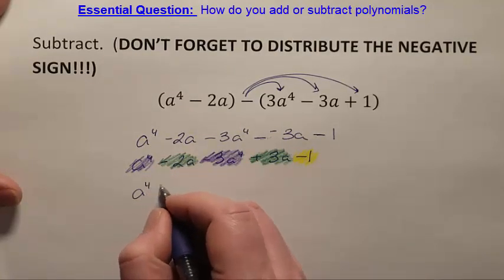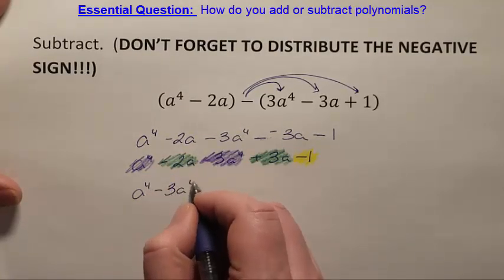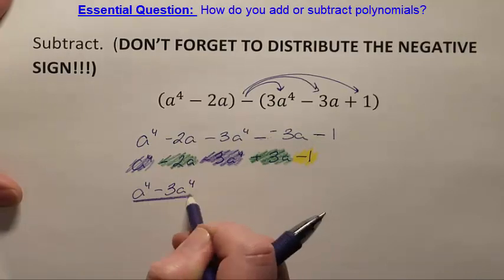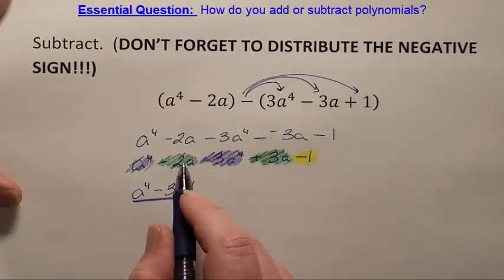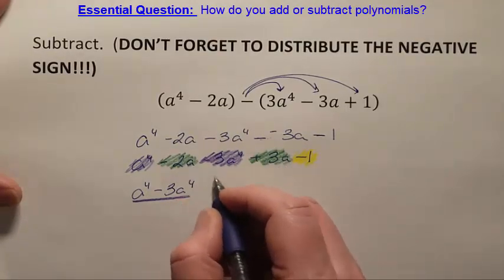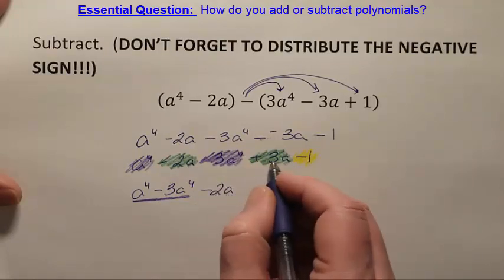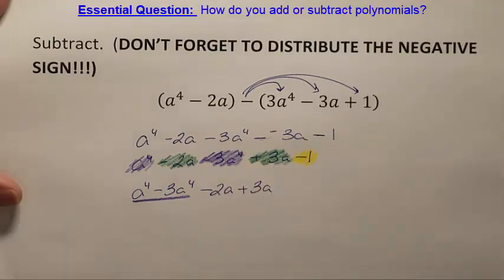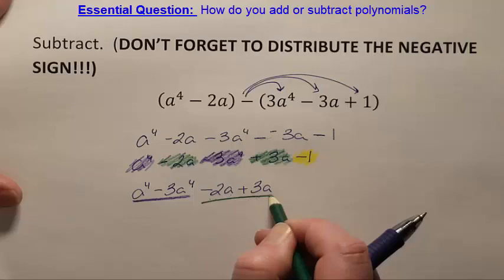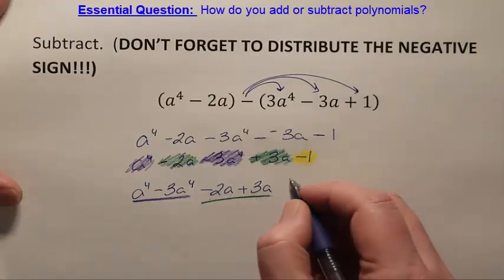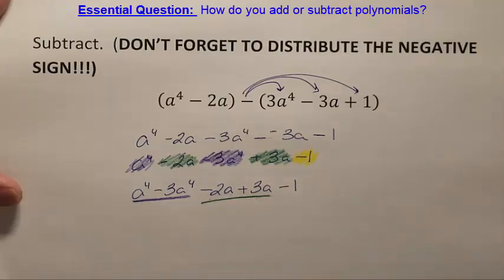So I have my purples, which are a to the 4th. It's a positive a to the 4th, and it was a minus 3a to the 4th. That was me rewriting and locating my purple a to the 4ths. Now rewriting my green a's, so that was a minus 2a, and it's a plus 3a. That is me rewriting and relocating my green a's. And then here's my constant minus 1. There are no other constants to rearrange them with, so there's my constant.